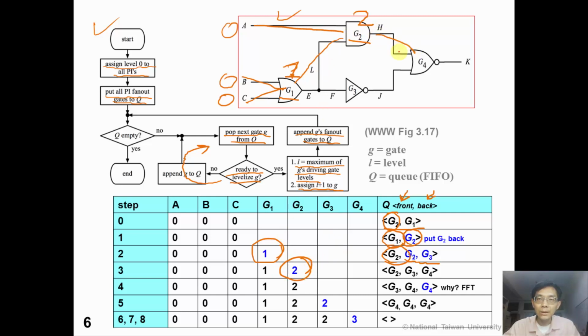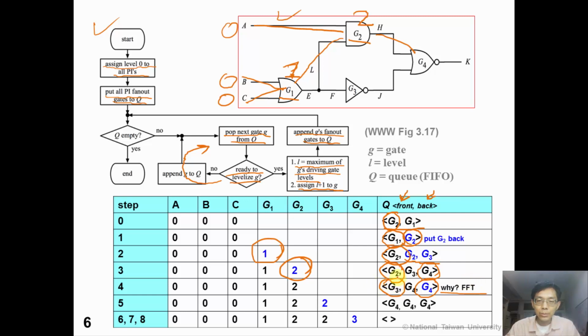And we append the fan-out of G2 to the queue, which is G4. Now we pop out G2 again, but the level does not change. Please note that we append G4 again here according to the algorithm, because G4 is G2's fan-out gate. So why do we need this G4 again? This is an interesting question. Please see our FAQ.